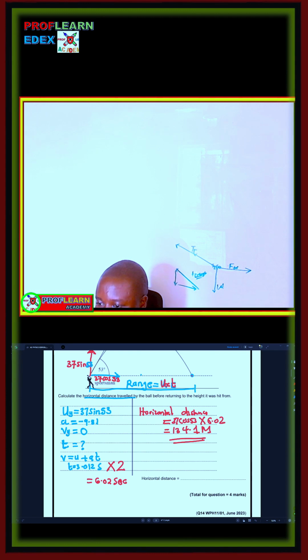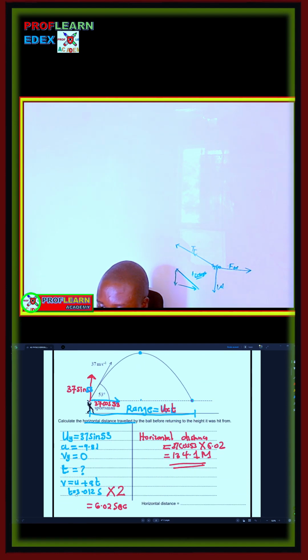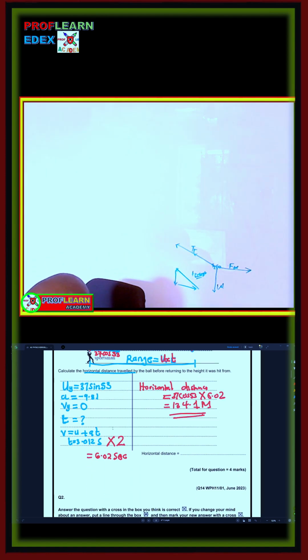And the horizontal distance in this case, we are going to use the horizontal component, which is 7 equals 53 times 6.02. Because the time to reach maximum height was 3.012, we multiply by 2, because the time to reach maximum height is the same time it takes to come down to this position. So the total time will be 6.02. If you work that out, you are going to get 134.1 meters.